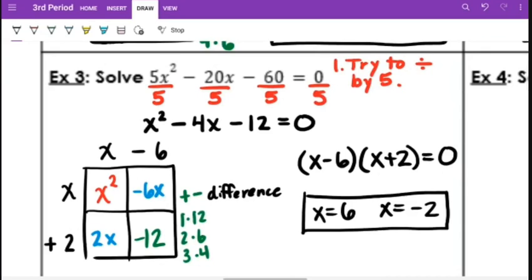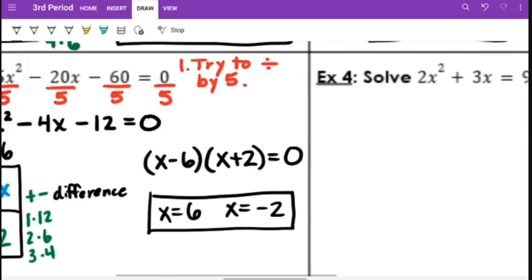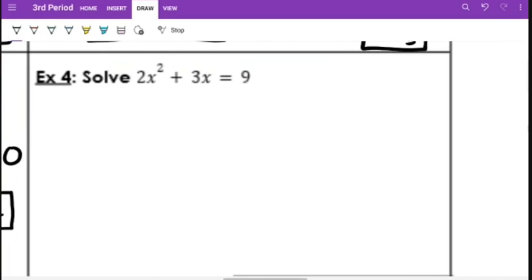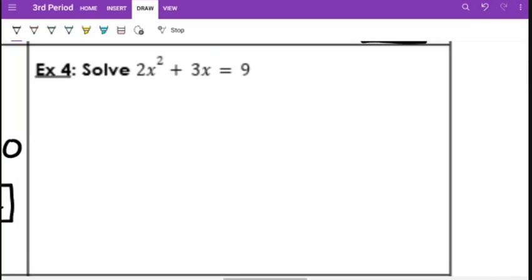So take a look at example 4 now. In example 4, we have a bit of a hurdle we have to leap before we ever get started. And our hurdle is, this is not in standard form. So let's first put it into standard form equals 0. To do so, we're going to undo the right-hand side. We just want 0 on the right, so I'm going to subtract 9 from both sides. So we'll have 2x squared plus 3x minus 9 equals 0.